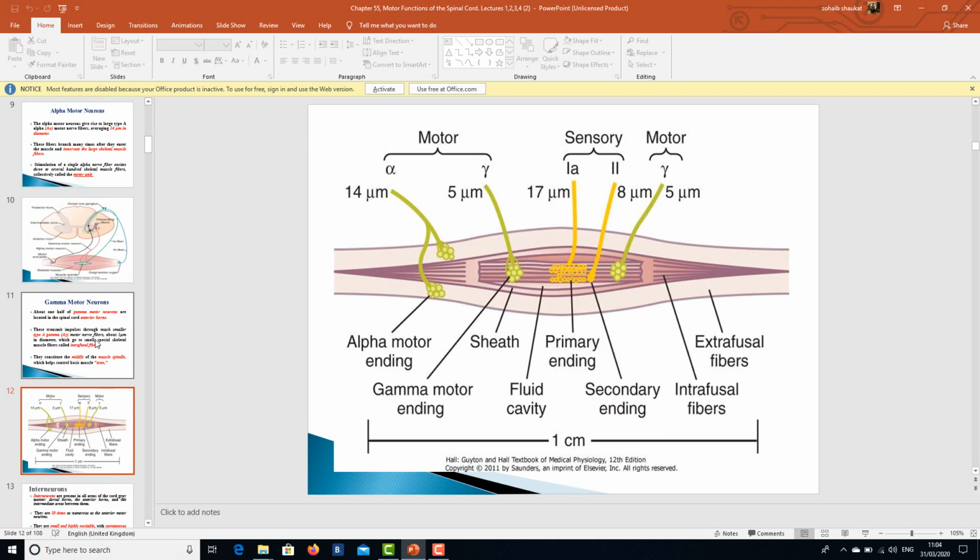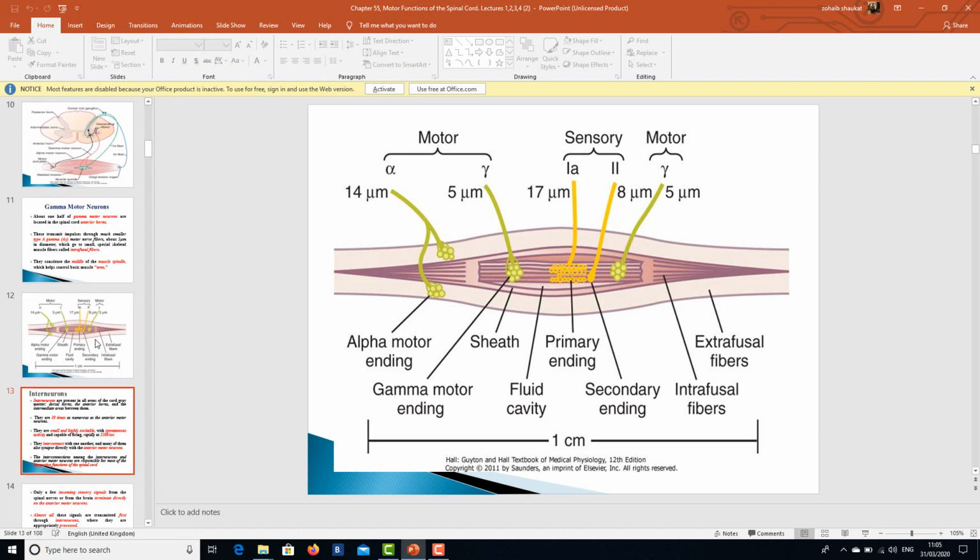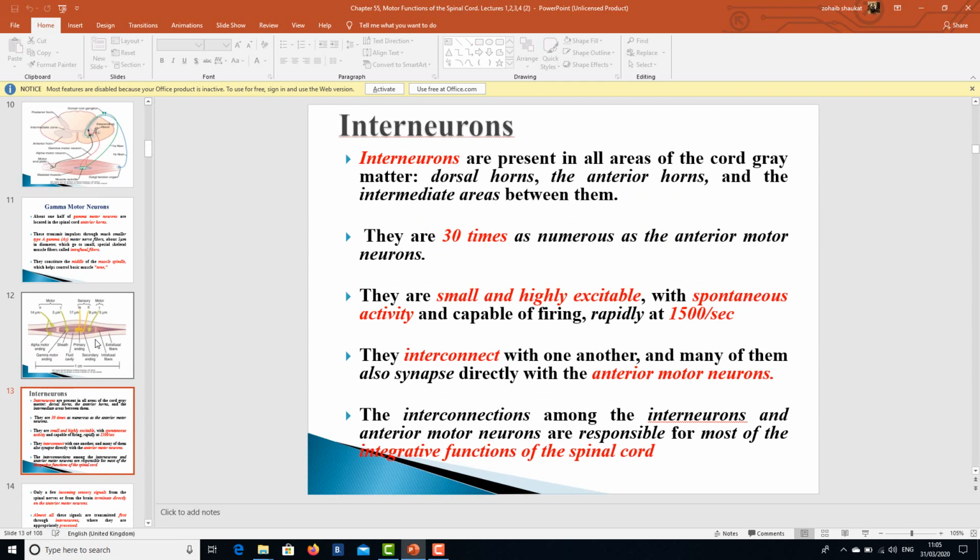You can see A alpha fibers, A gamma fibers, their diameters, they have primary endings, they have secondary endings. Then we have the interneurons. The interneurons are present in all areas of the cord gray matter: dorsal horns, the anterior horns, and the intermediate areas between them. They are 30 times as numerous as the anterior motor neurons.